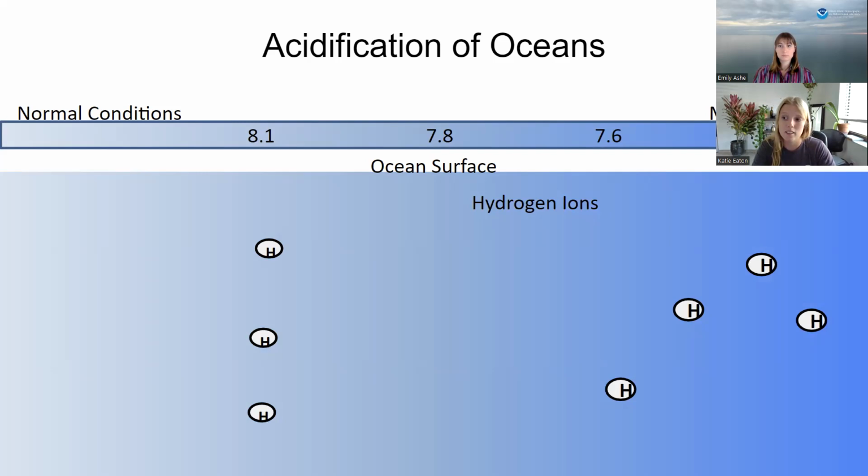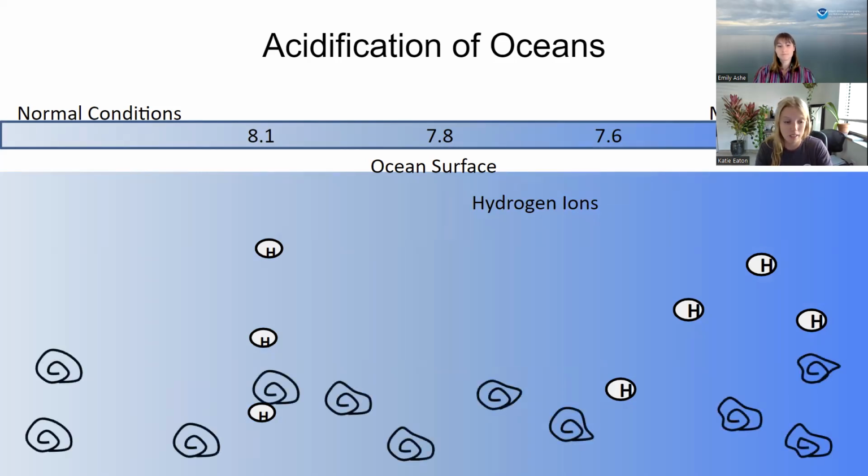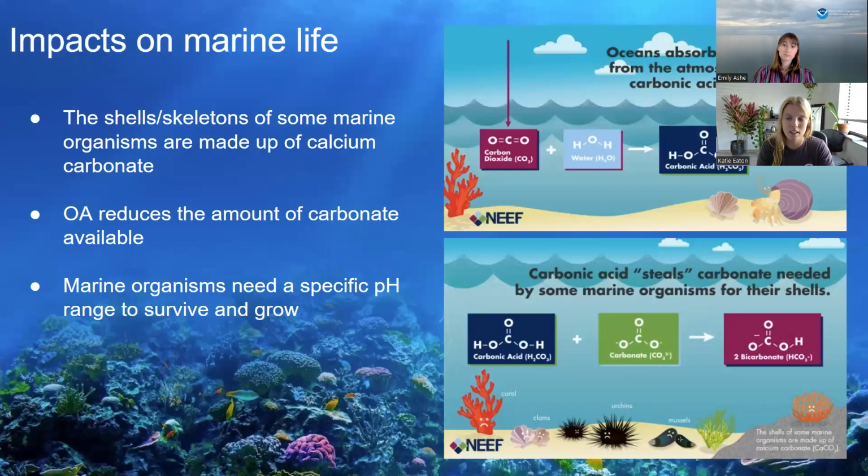And this is ultimately not great for some particular marine organisms. So there's some marine organisms, particularly ones that are made of shells. So that's kind of what my drawing is here, is organisms that have shells in normal conditions. They're healthy, but as the ocean becomes more acidic, their shells actually start to wither away. And the reason that happens is because this carbonic acid that's present in the ocean essentially steals the carbonate that is needed for these marine organisms to build and secrete their shells.